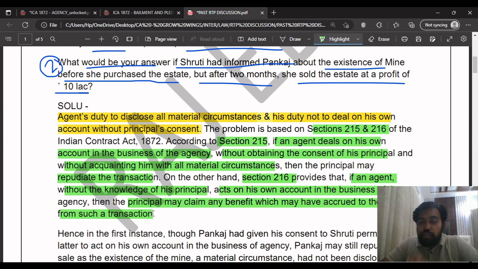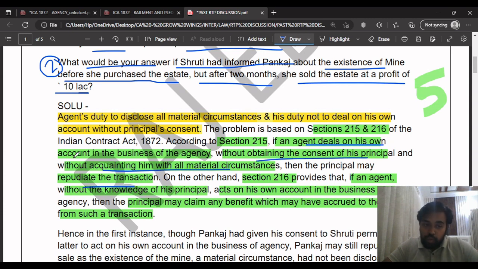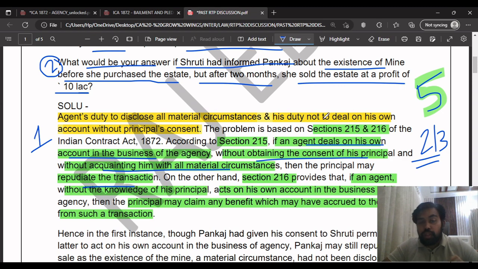If you write the answer on your own just because you understood the provision, the evaluator will see that you have written the right answer and the right conclusion, but you have not mentioned technical law terms like repudiate the transaction, or acquainting him with all the material circumstances, or obtaining consent from the principal, or dealt on his own account in the business of the agency. If the question is for 5 marks, the evaluator will give you maximum 2 or 3 marks and leave it, even though the answer is correct and the conclusion is right. If you write the keywords, the evaluator can give you 5 marks as well. So that's why I'm telling you.